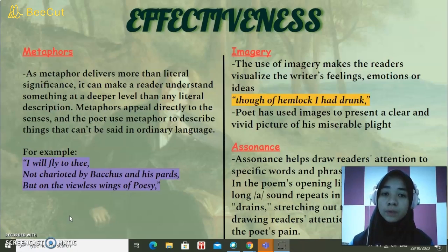The third one will be assonance. By using assonance, it helps to draw readers' attention to specific words and phrases in the poem. For example, in the poem's opening line, the long A sound repeats in aches, pains, and drains, stretching out these words and drawing readers' attention to the intensity of the poet's pain.